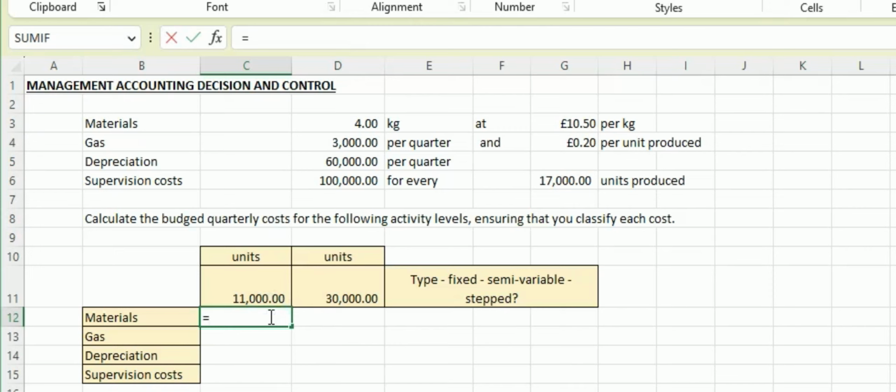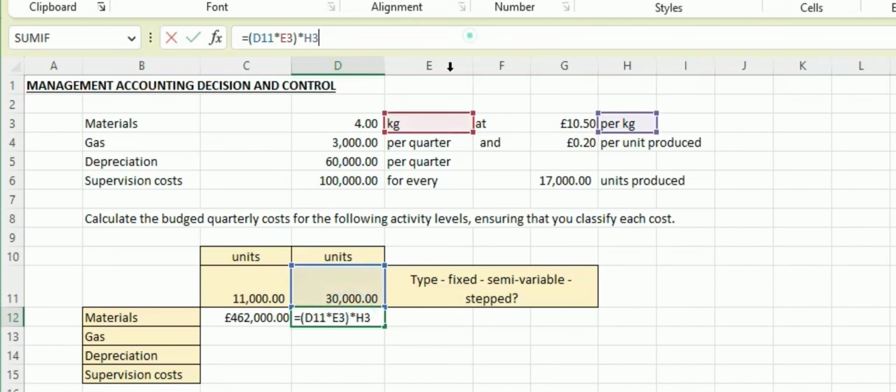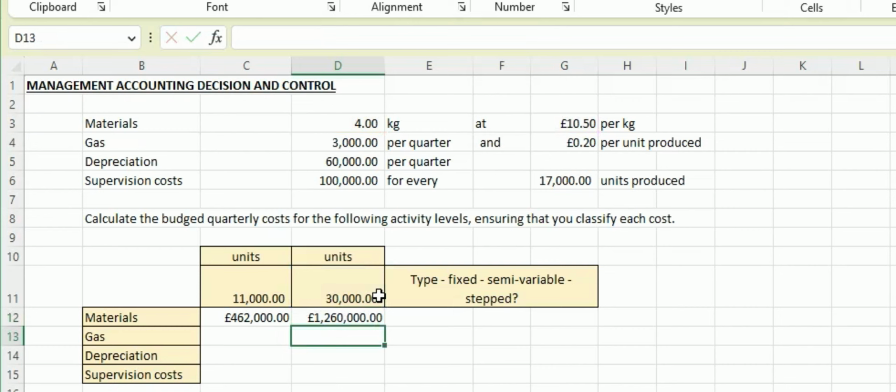So if we were to do this in a formula, we'd want to take 11,000 units times by 4, because that's how many kilograms we need, and then we're going to times that by £10.50. Okay, and we're going to be really lazy and copy that across to the 30,000 just to show you the same thing again. So we're going to take 30,000 units times by 4 kilograms, because that's how much we need to make this product, and it costs us £10.50 per kg, so we're going to times that by £10.50. So 30,000 units times by 4 times by £10.50, and there we go.